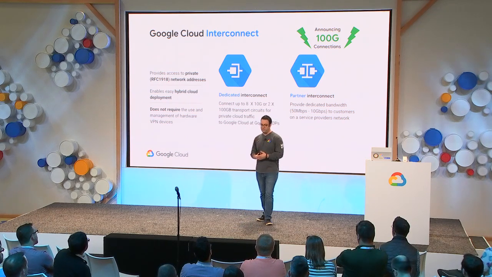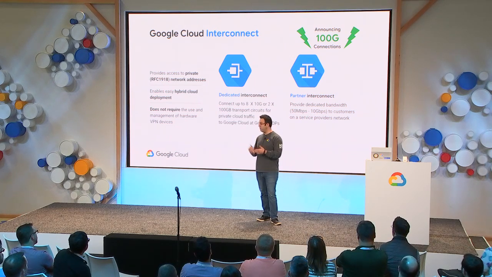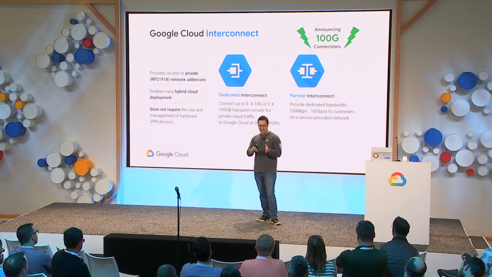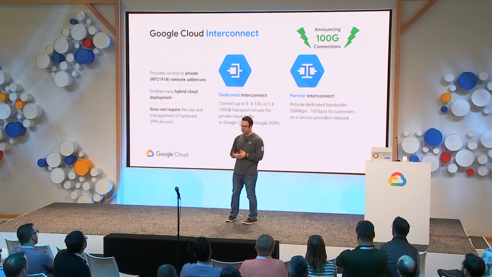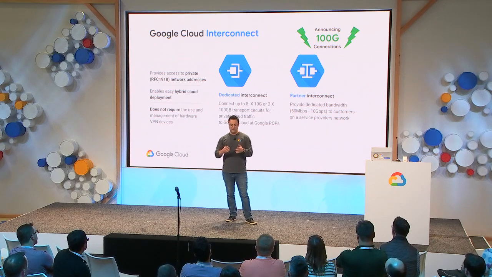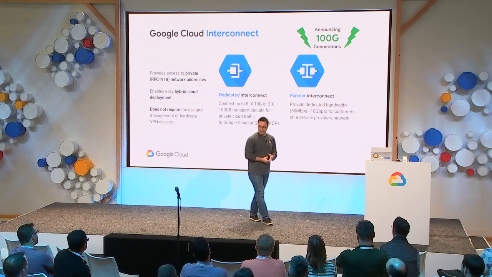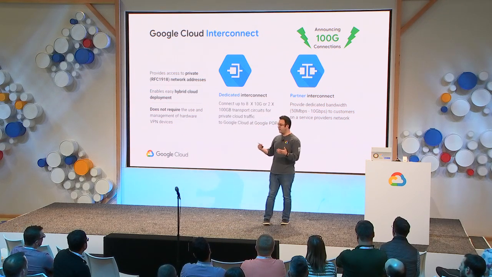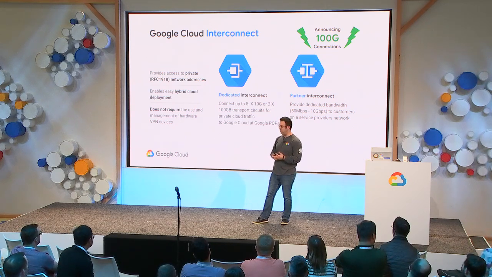So from the left-hand side here, we see Dedicated Interconnect. As I mentioned, we could do 10 gigs. Now we can do 100 gigs. We can provide an LACP bundle, so a link group bundle of 8 times 10 gigs or 2 times 100 gigs for provided transport circuits directly to our cloud environment from your on-premise data center. And Partner Interconnect provides dedicated bandwidth for sub-circuit rates, starting at 50 megabits all the way to 10 gigs, provided through a service provider network.